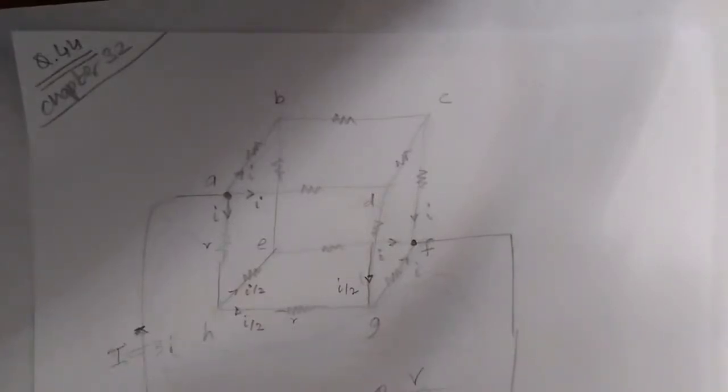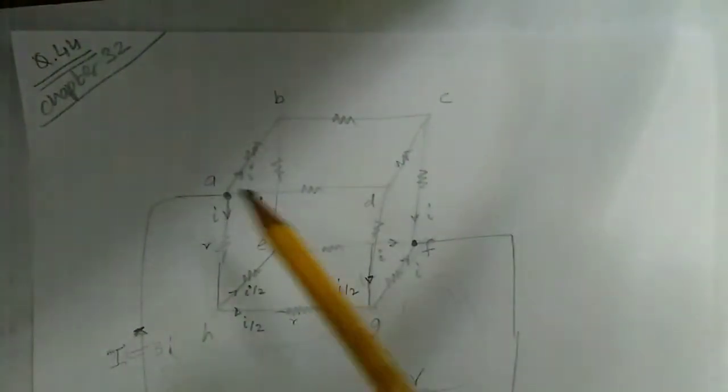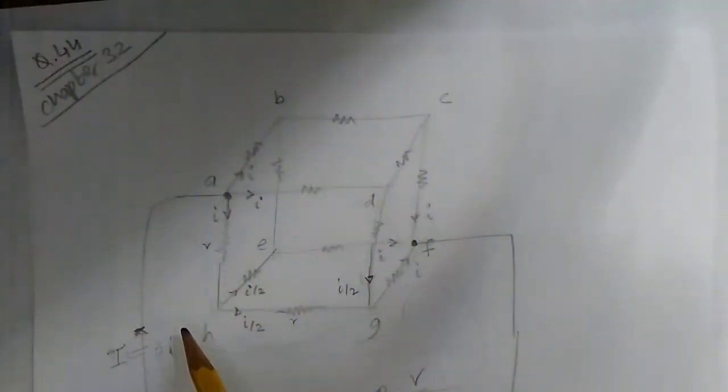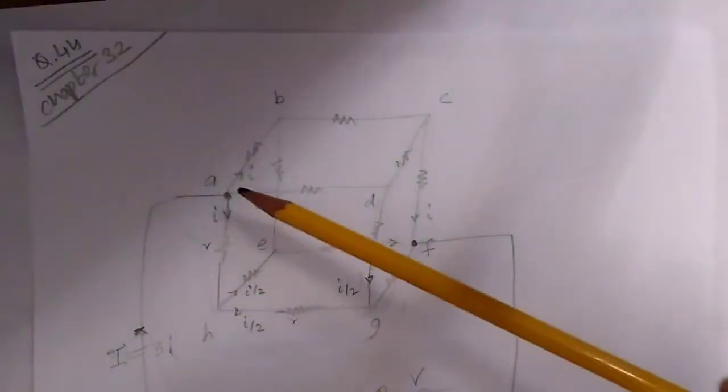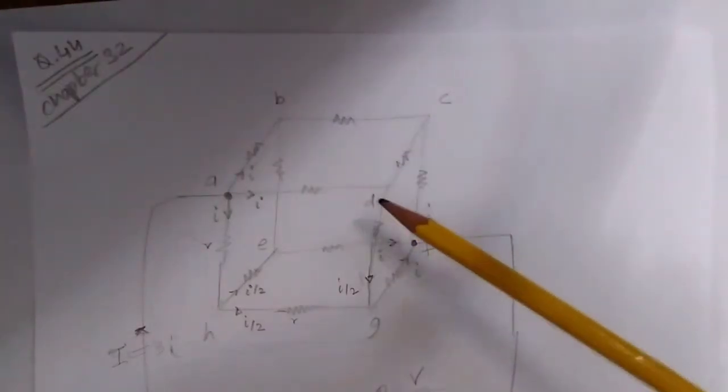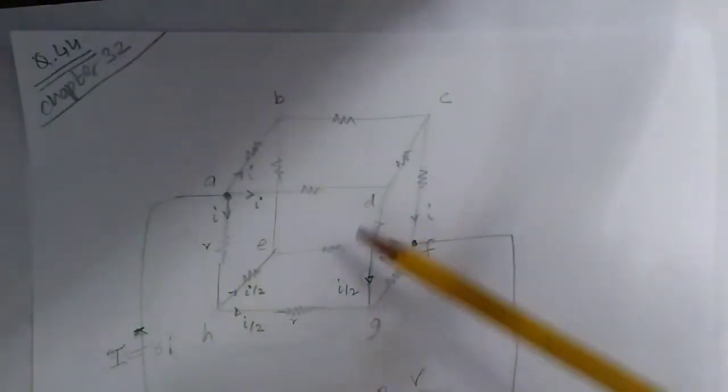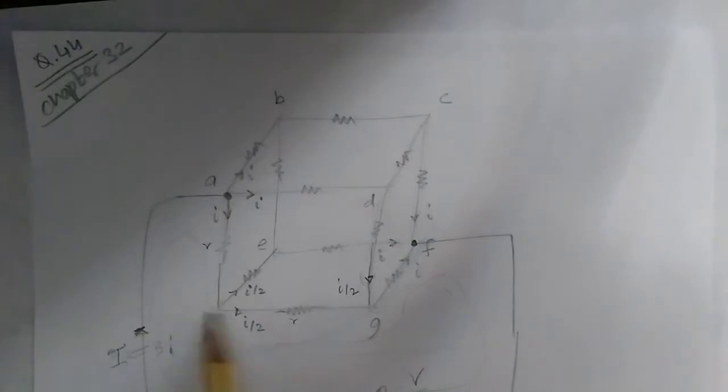We will be doing question number 32, question number 44 in chapter 32 in Verma's book. We are given a cube ABCDEFGH, and assume that there is a resistance R on each of its sides, and then we need to find the resistance between the diagonally opposite corners A and F.